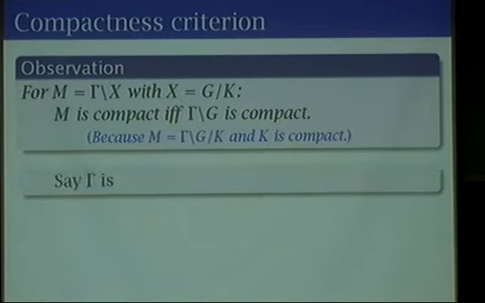And then just for terminology, in this situation, if G mod gamma is compact, well, gamma is a lattice already, definitely, but I'll say that it's co-compact if G mod gamma is compact. That's just terminology that I want to make clear.